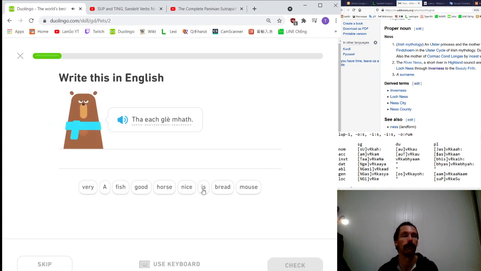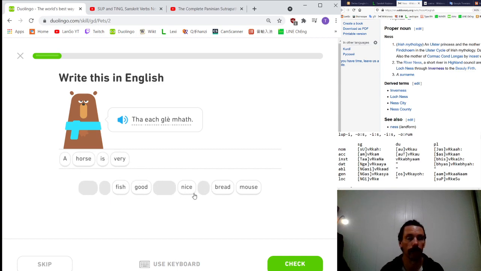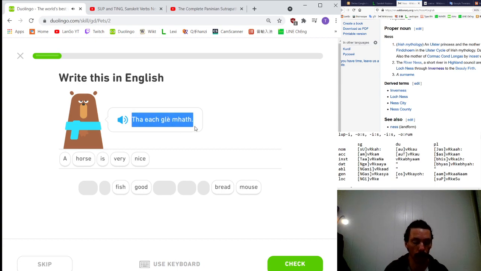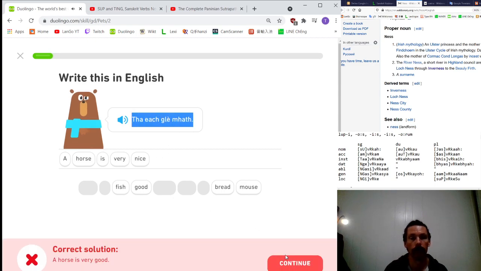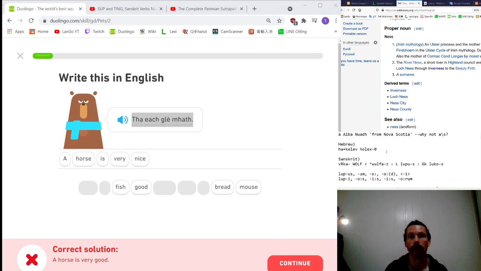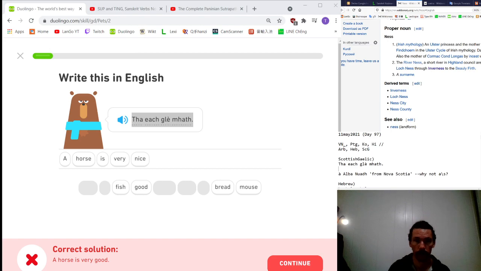Ha ech gleva. The horse is very good, very nice. A horse is very good, not nice. A wonderful example. Hebrew, where is my Scottish section? Horse is very good.